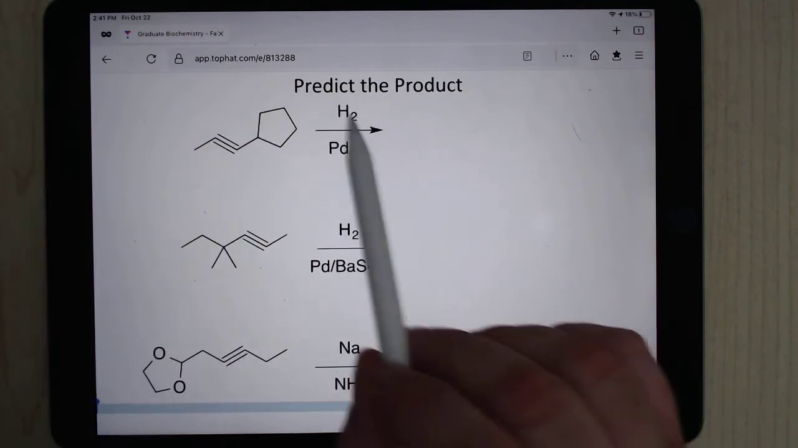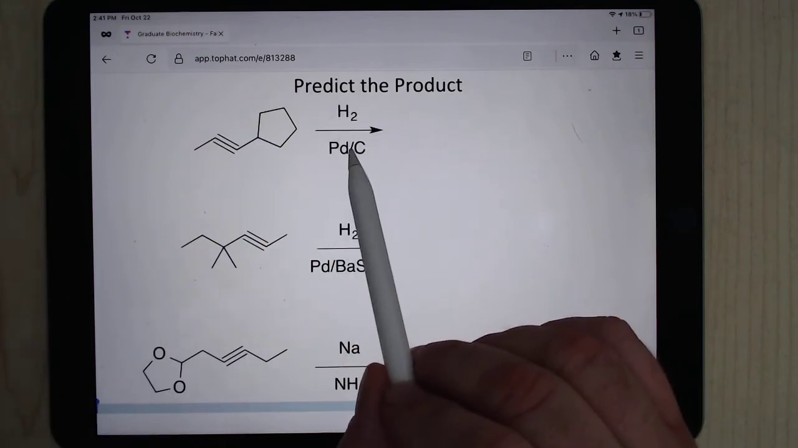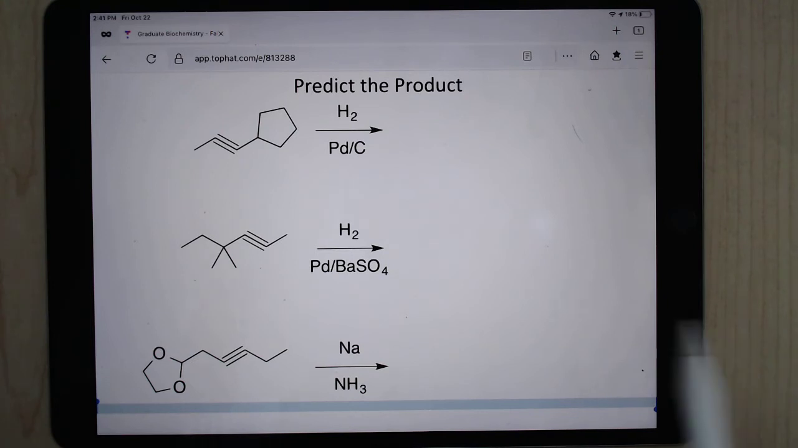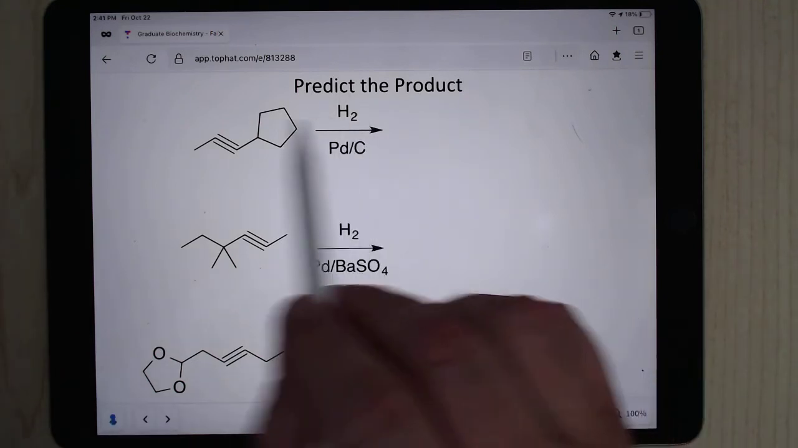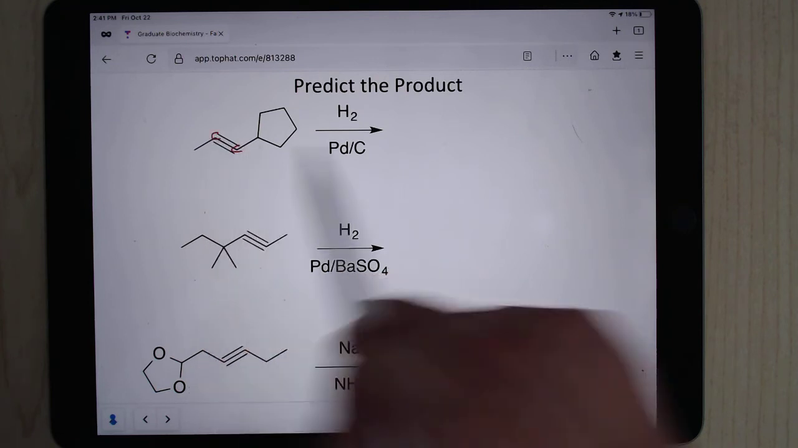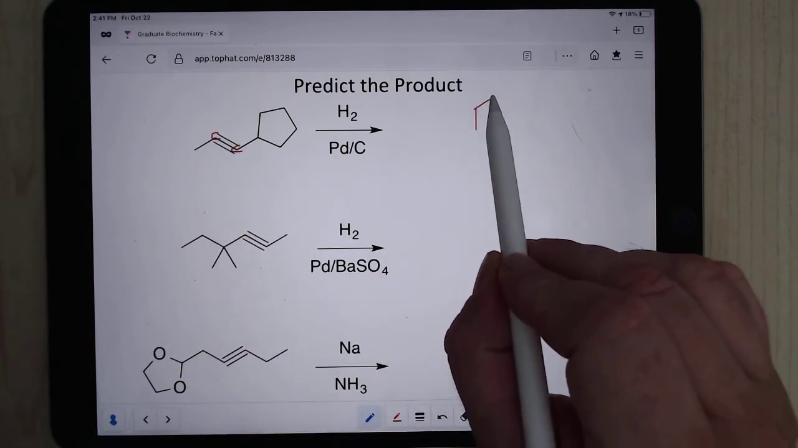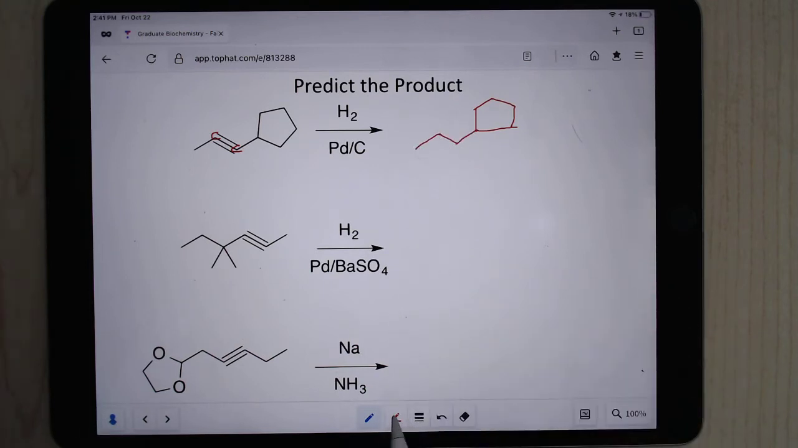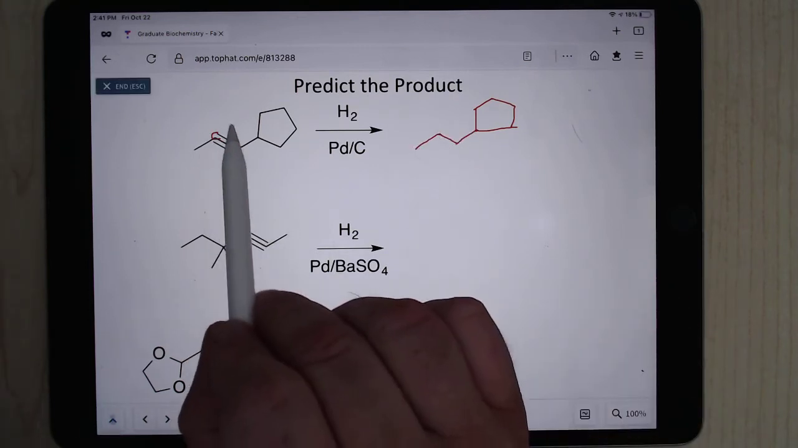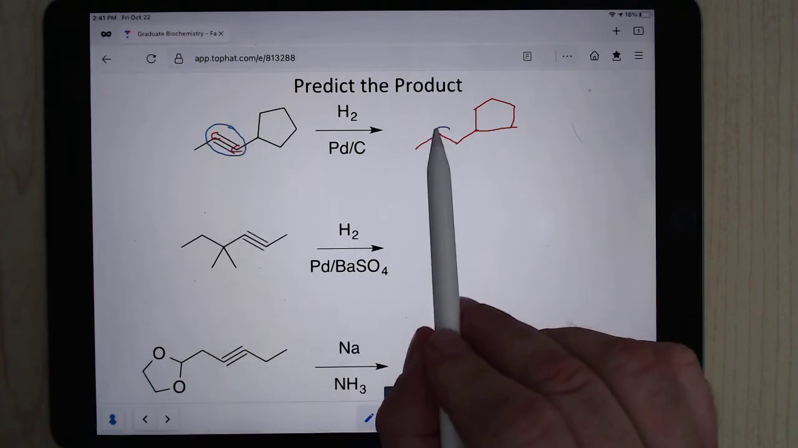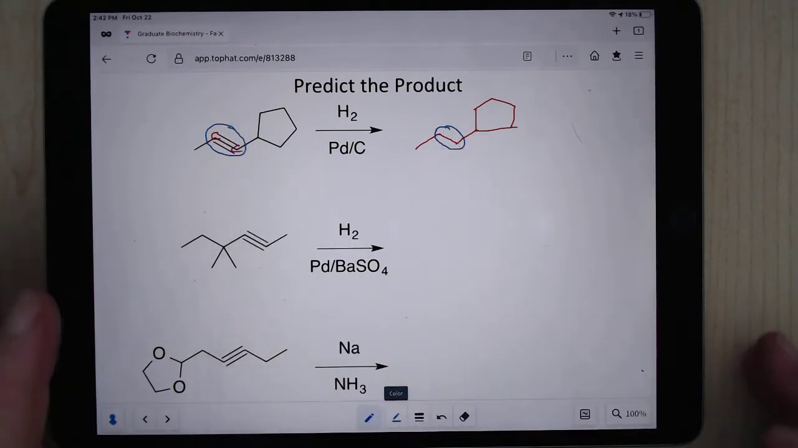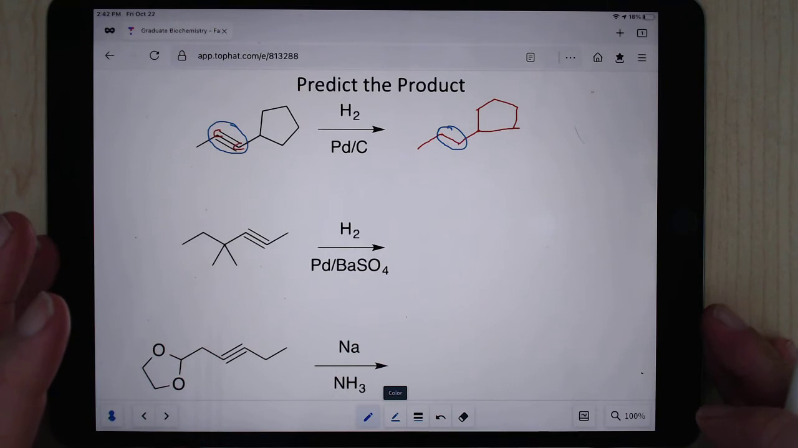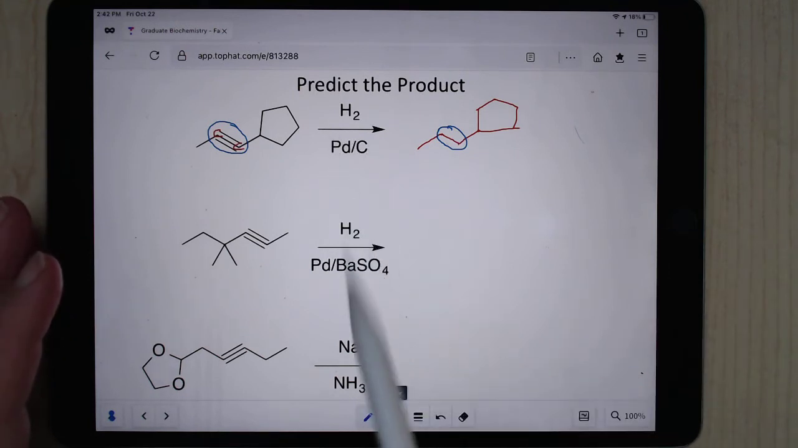So, predict the product. For here we've got palladium on carbon. Now carbon doesn't do anything. So that means this is a full bore conversion of this triple bond into a single bond. And so we're going to get this right here. This triple bond is going to get converted directly into a single bond, because there's no poisoning of the catalyst.